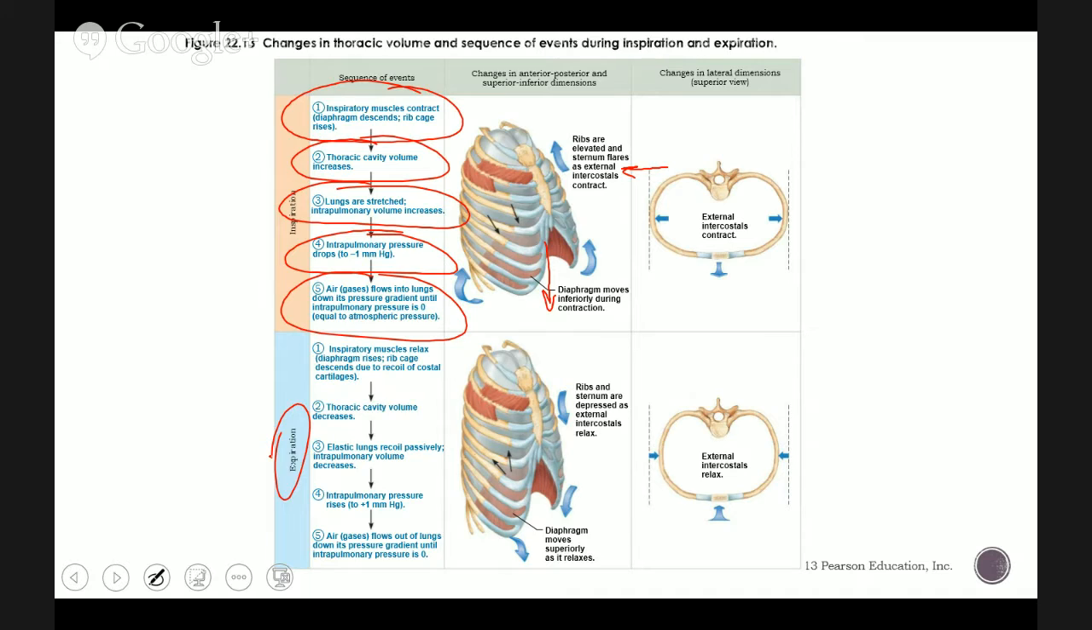If we want to forcibly push the air out of our lungs, then we can contract the internal intercostals, and we can also use our abdominal muscles to increase intra-abdominal pressure to force the air out as well. So we have just normal restful breathing, and we also have forced breathing.